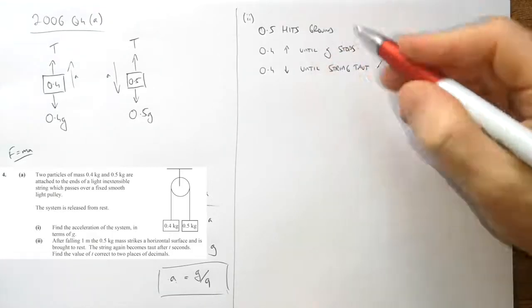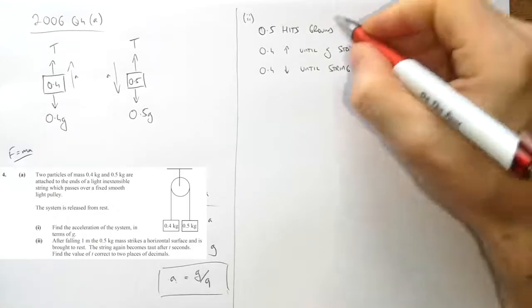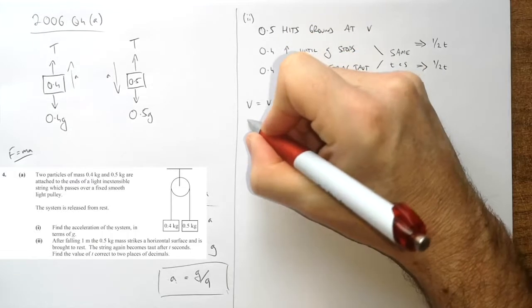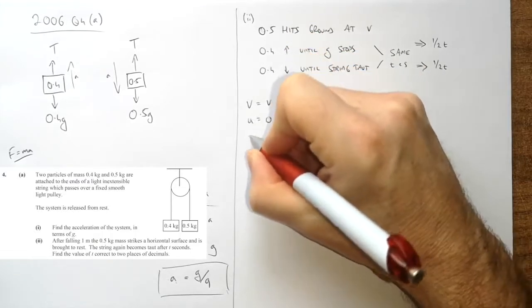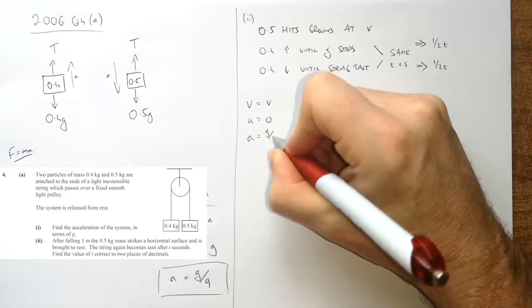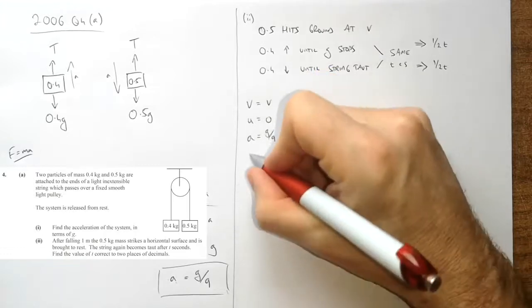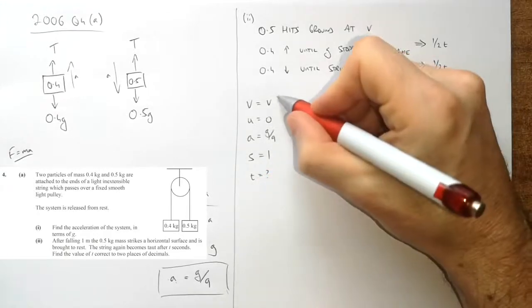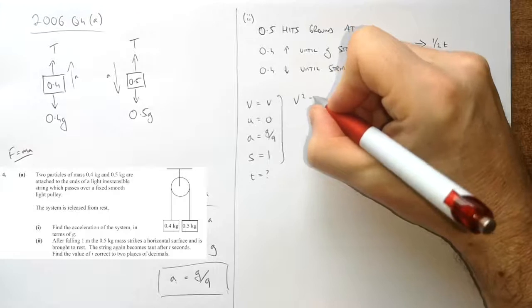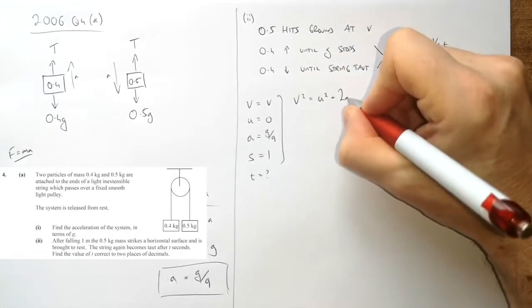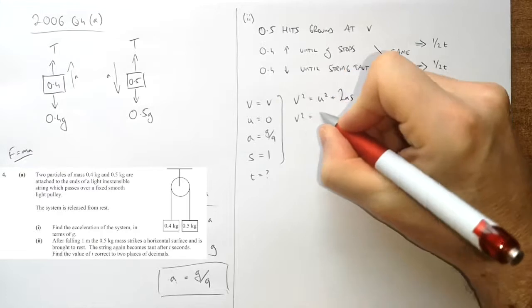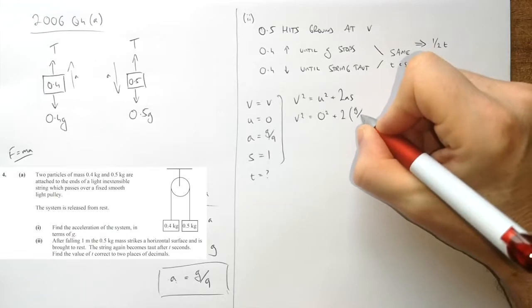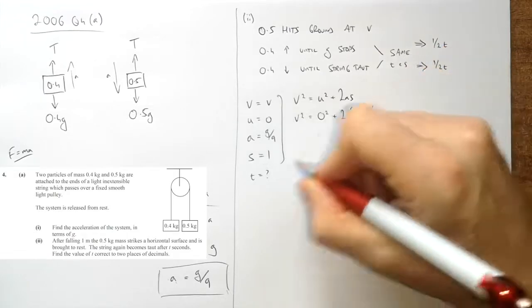What speed is 0.5 going when it hits the ground? All right, well, v is v, u was 0, acceleration was g over 9, writing carefully. The distance was 1, and the time is unknown. So, of course, this means v squared equals u squared plus 2as.